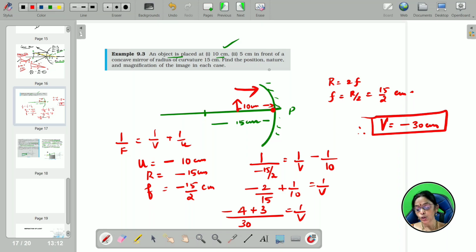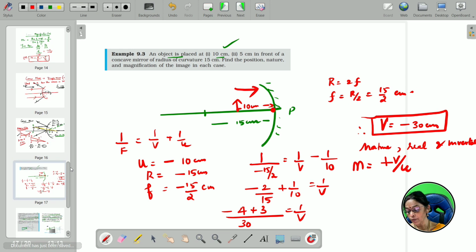Find the position, nature and magnification of the image. The image position we found out. For nature, v is negative and u is also negative, so the nature is real and inverted. Now we have to find out the magnification of the image.